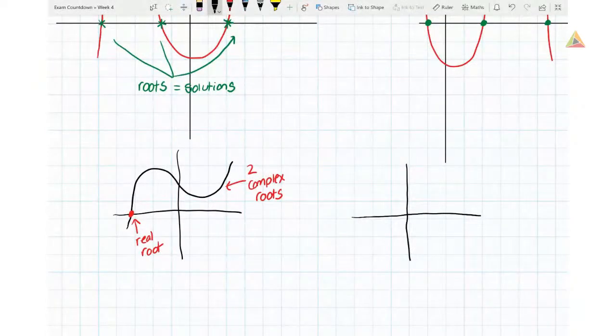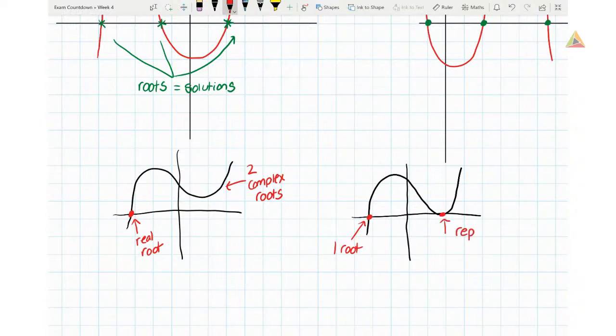Again, it's going to be an S on its side, something like this, but this time it crosses the x-axis clearly here, but it kind of just skims the x-axis or sits on the x-axis right here, okay? So what we have is one root here, and what happens here is we have a repeated root, okay? So the root repeats itself twice.